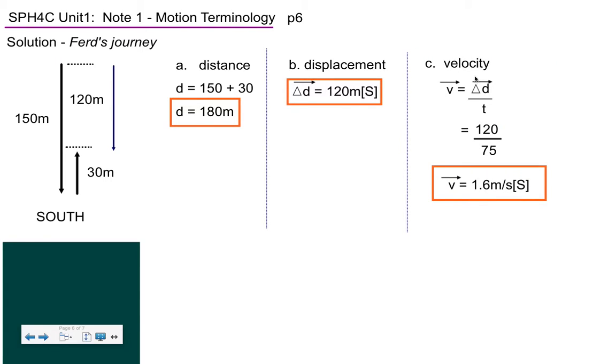Velocity is displacement over time. So you put 120 and divide it by the time, which is 75 seconds. 120 divided by 75 is 1.6. The units are meters per second because it's 120 meters and the time is seconds. Okay. And it's in the south direction because his displacement is south.